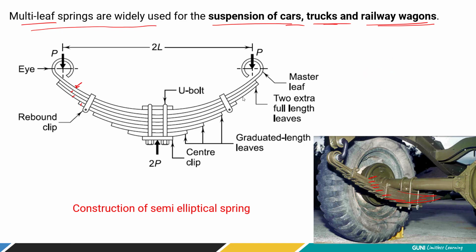Now, what is the construction? The first part that you see, the largest leaf, is referred to as the master leaf. It is connected to the hook, or you can say from the eye point, right? So here just look at it. It is connected with the chassis, right? So it is not going to separate. These main leaves, master leaves, basically have an eye at both ends.